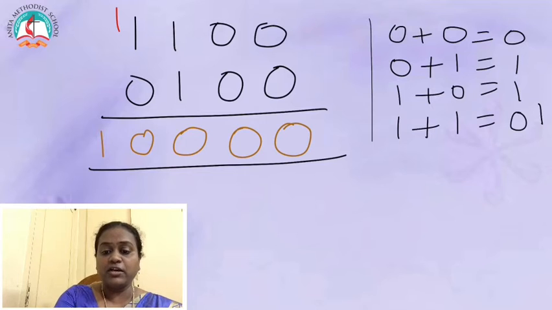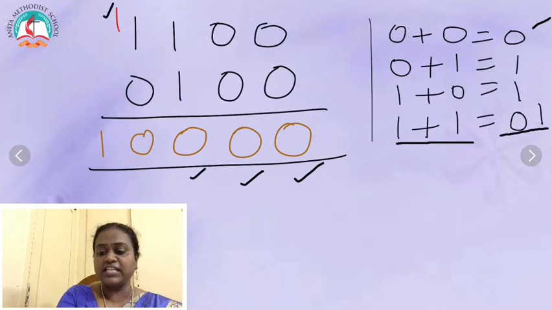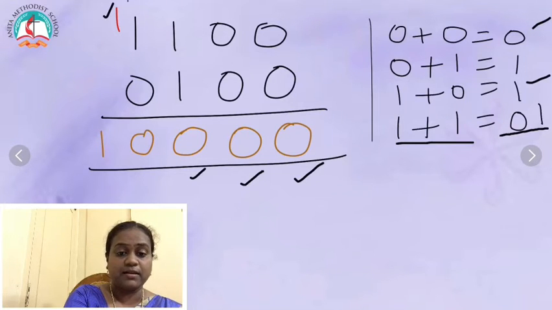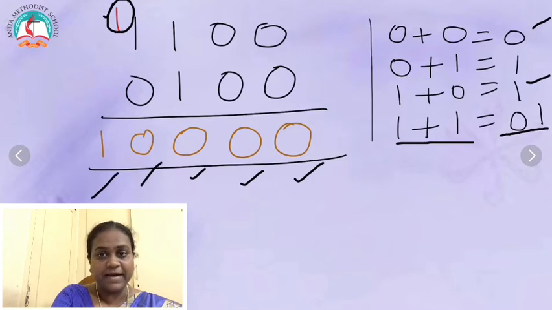Okay. So for 0 and 0 in the table, my sum is 0. So I'm writing 0. And again for 0 and 0, my sum is 0. For 1 and 1 in the table, it is 0 and 1. So I'm writing 0 here and I'm carrying that 1. Then again I'm going to add 1 and 0. When I look into the table, 1 and 0 is 1. So with this 1, I'm going to add the carry as well. So 1 and 1 is 0 and 1. So this is how we will do the binary addition.